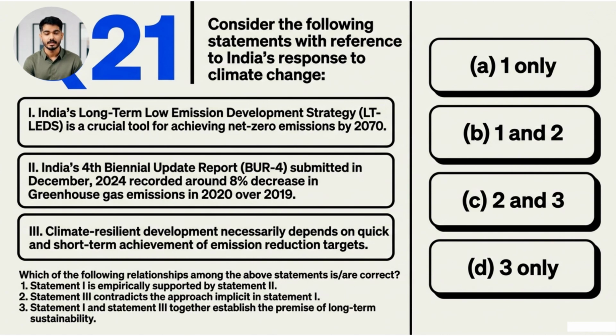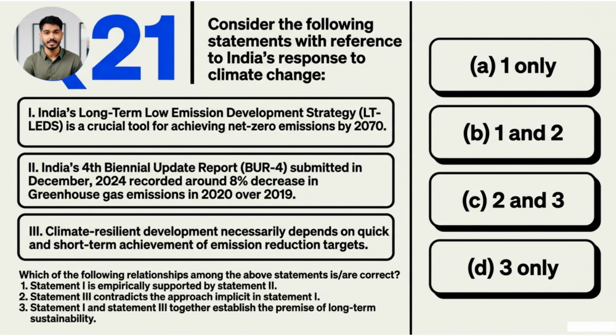Question 21. Consider the following statements with reference to India's response to climate change. 1. India's long-term low-emission development strategy, LTLEDS, is a crucial tool for achieving net zero emissions by 2070. 2. India's fourth biennial update report, BUR4, submitted in December 2024, recorded around 8% decrease in greenhouse gas emissions in 2020 over 2019. 3. Climate resilient development necessarily depends on quick and short-term achievement of emission reduction targets.